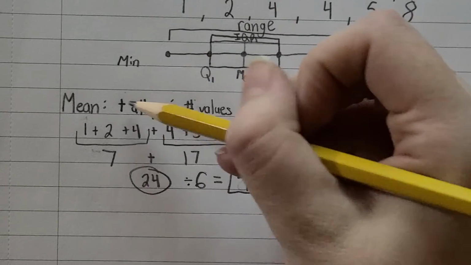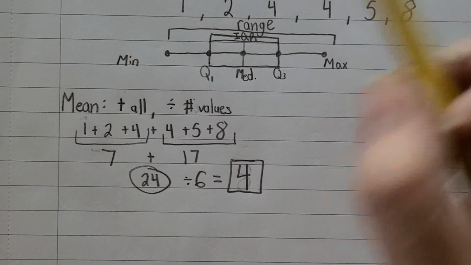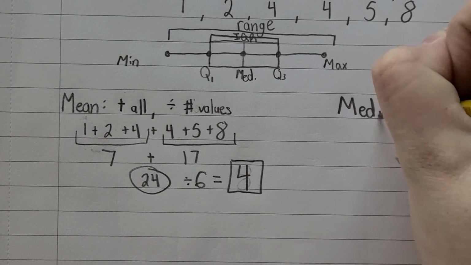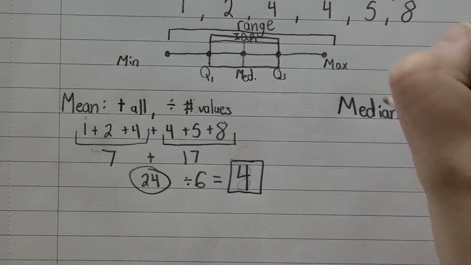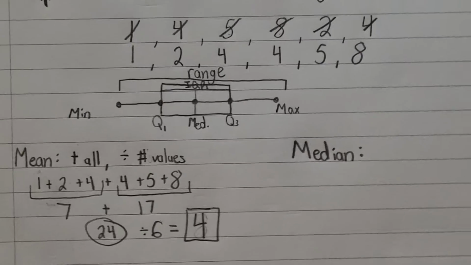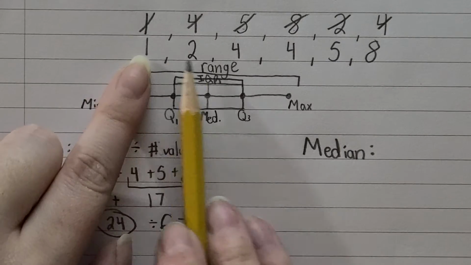All right. That was our mean. You add all the numbers and divide by the number of values. Okay, next we're going to go find our median. See what you remember and see what is the median of this data set.